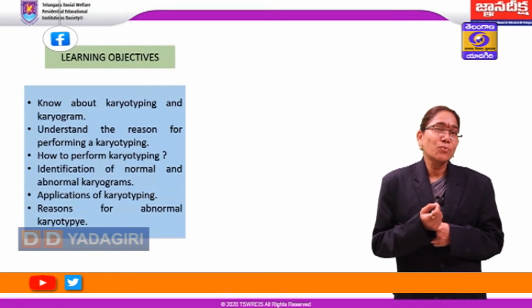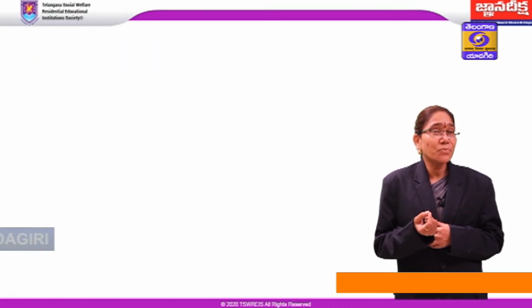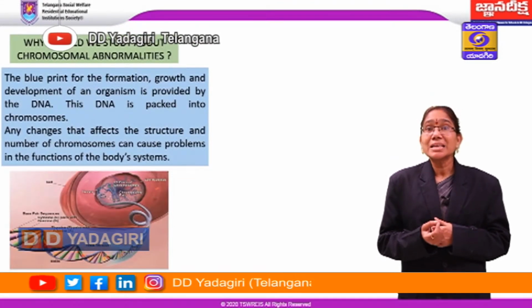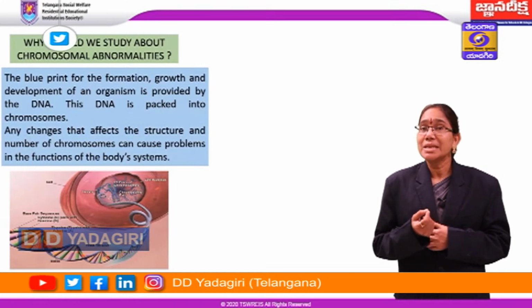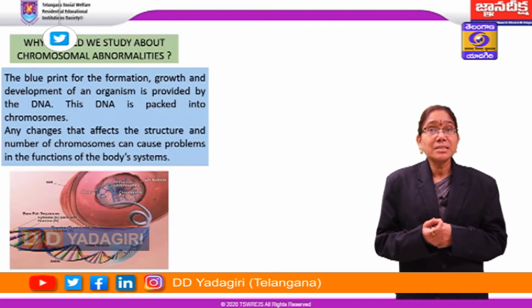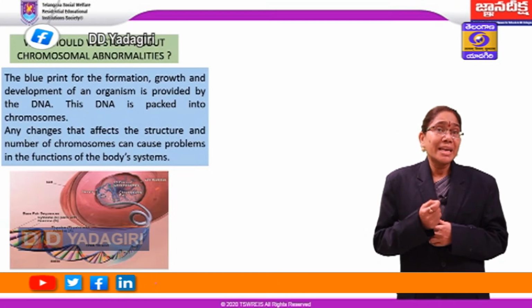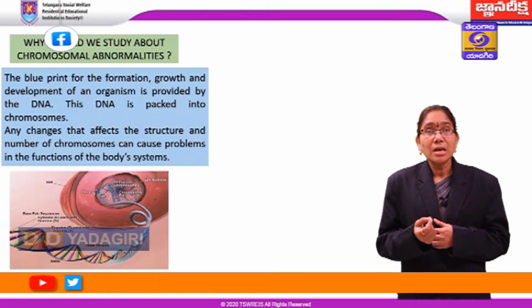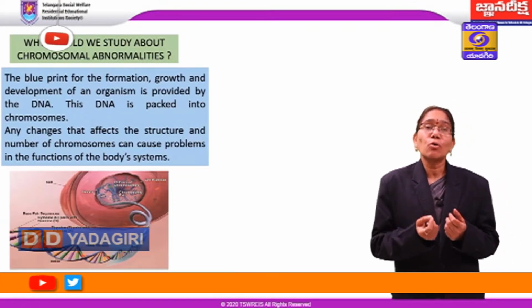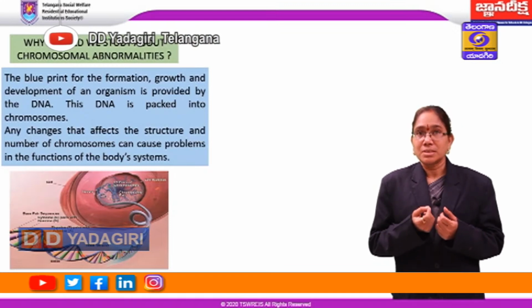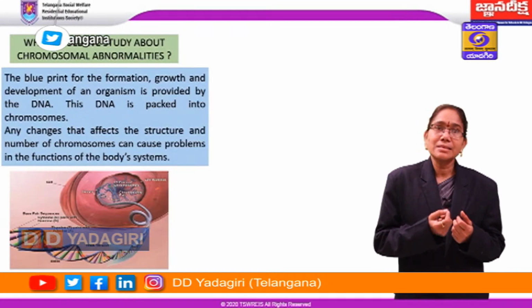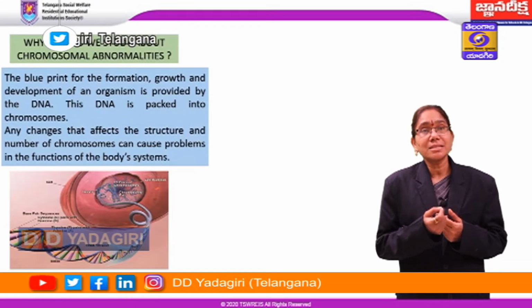But students, what is the need to study the abnormalities of chromosomes? The blueprint for the formation, growth and development of an organism is provided by the DNA, and this DNA is packed into chromosomes. Any changes that affect the structure and number of the chromosomes can cause problems in the functions of the body's systems. Sometimes these changes may result in genetic disorders, cancers, developmental delays, etc.